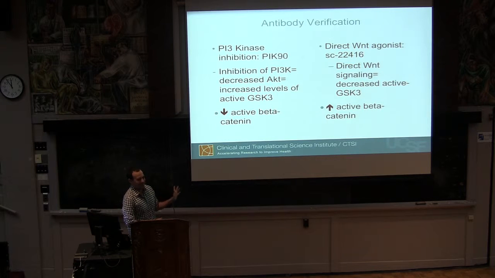So that was one kind of test we did, and then we also used a direct Wnt agonist, which is just a ligand that binds to frizzled. And then again, we would expect to see, if we activate Wnt signaling, we're going to have less GSK3 actively bound to beta-catenin, meaning you're going to have higher levels of the active beta-catenin, which I hope makes sense, because for me that took like a month to figure out.